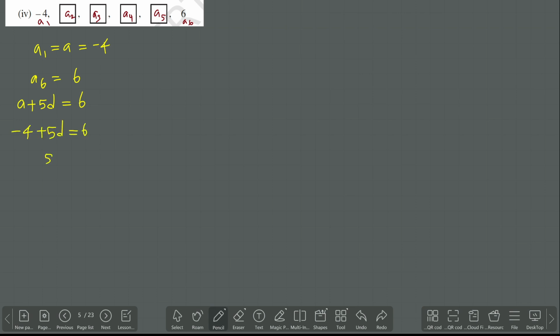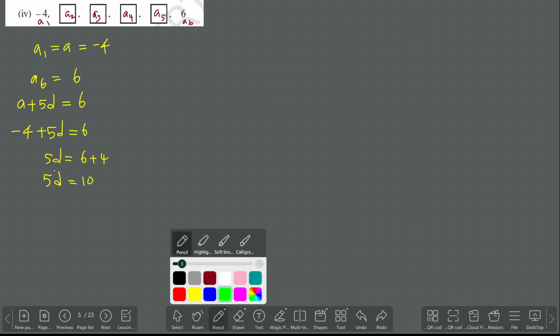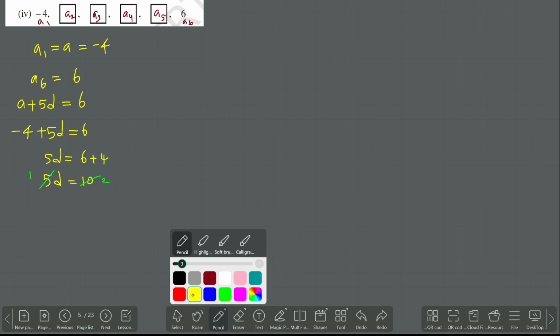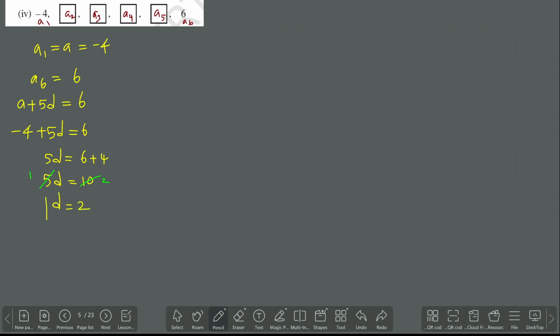Minus 4 is opposite, plus. So what am I getting? Plus 4. So 5 times D equal to 10. When I cancel, 1 time, how many? 2 times. Okay. So D equal to 2. I got the D value. Whatever we need, we can find now, I hope. Am I right? Right. What do I need?